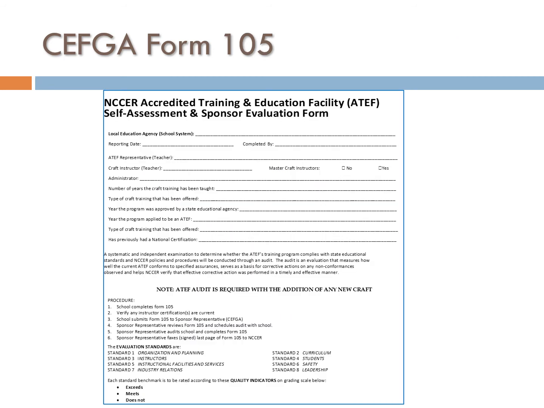The CEFCA Form 105 is taken from the NCCR Accredited Training and Education Facility ATEF Self-Assessment Sponsor Evaluation Form. Most instructors use this form as their self-assessment versus using the Form 105. This is also the official form that each site team member will use when evaluating the program during the site team visit. The procedures are listed there 1 through 6 for what to do. The standards are listed 1 through 8. We will cover those in separate videos. Each standard through this multi-page document should be checked as either exceeds, meets, or does not meet for one of the levels. Again, we'll talk about the standards in separate videos.